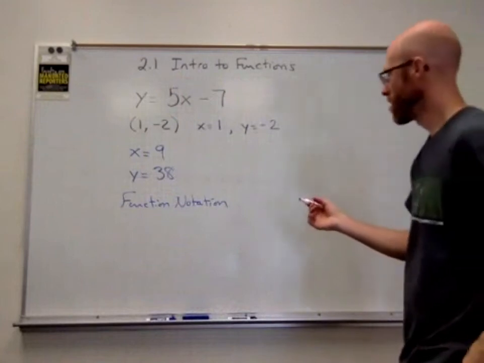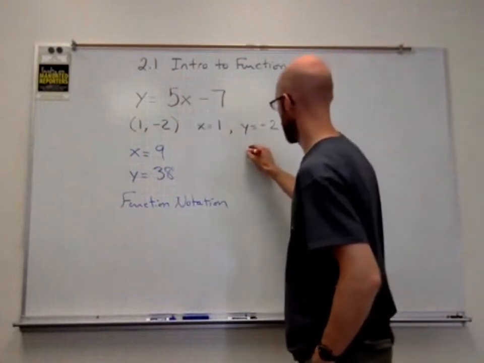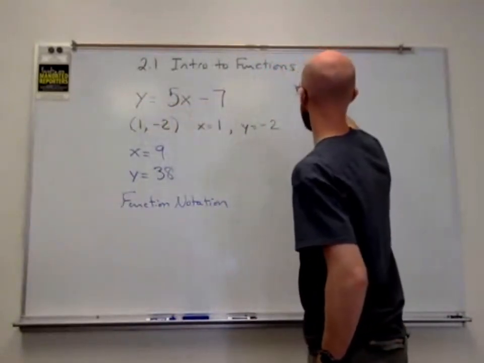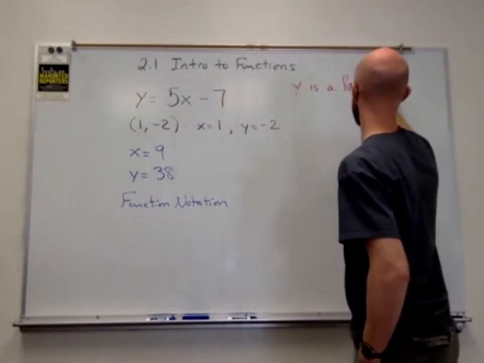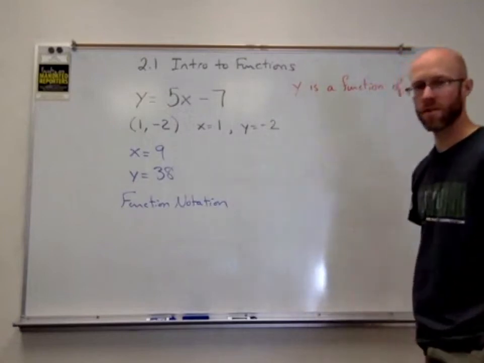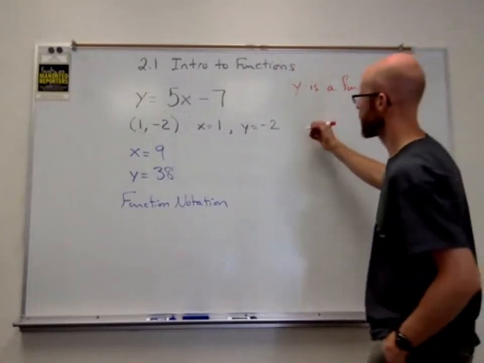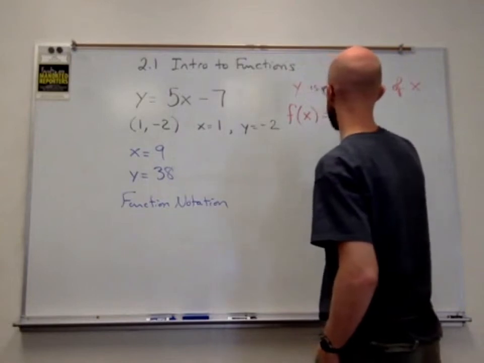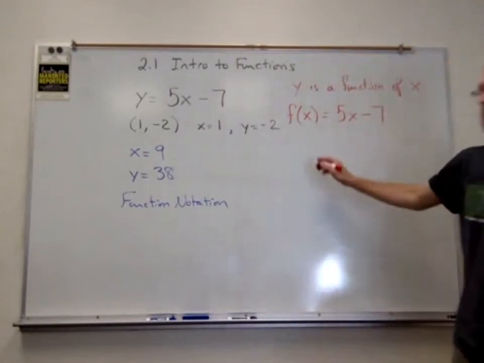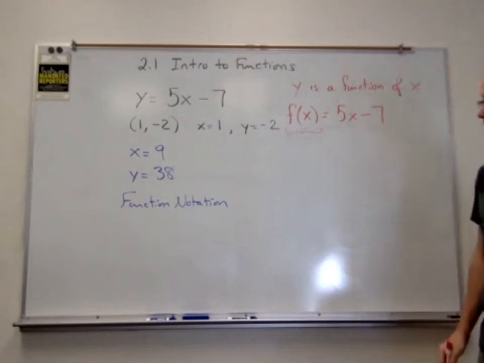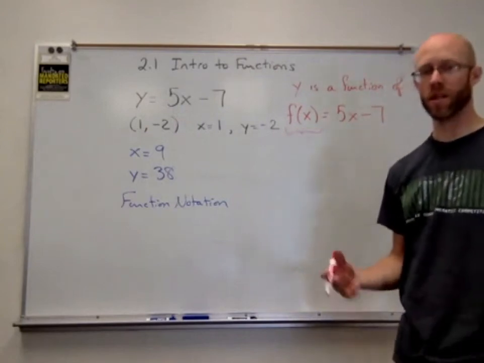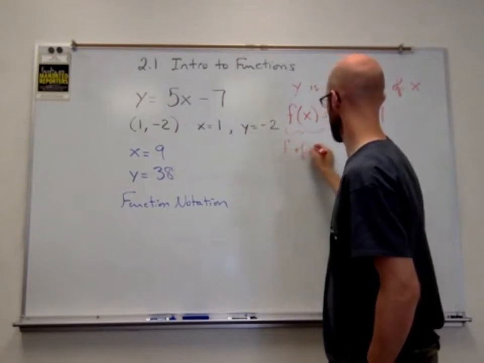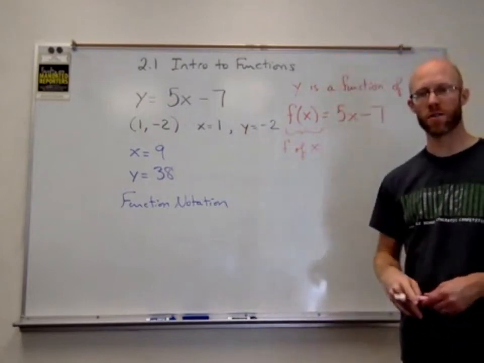We're almost done. So function notation in this particular example, we're going to say that y is a function of x. Okay, so y is a function of x. And so what I have then is this notation. We're going to say f parenthesis x parenthesis equals 5x minus 7. This notation, f parenthesis x parenthesis, represents f of x, or function of x. We usually speak it or write it as f of x, meaning it's a function of x.